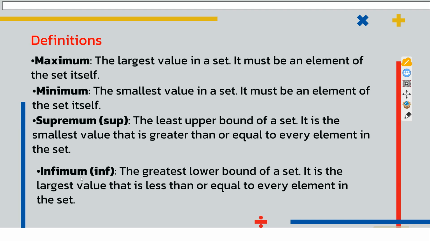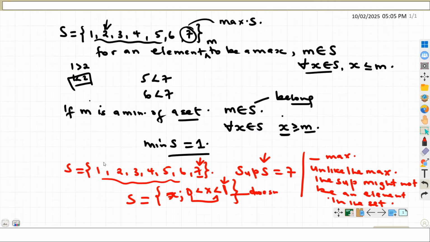In other words, the infimum, or the greatest lower bound of a set, is the largest value that is less than or equal to every element in the set. Likewise, as we said for the supremum, the infimum can be an element of the set or might not be an element of the set. And when you consider such an example, actually the minimum will also become the infimum.